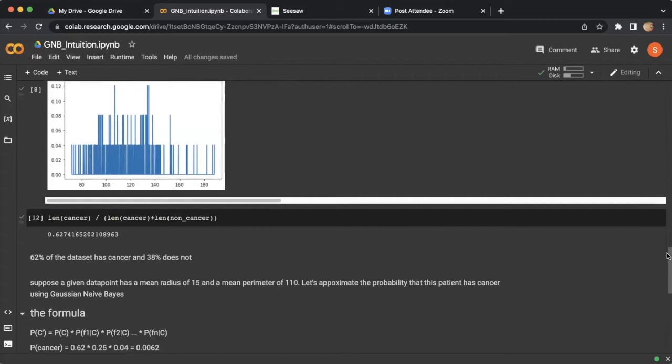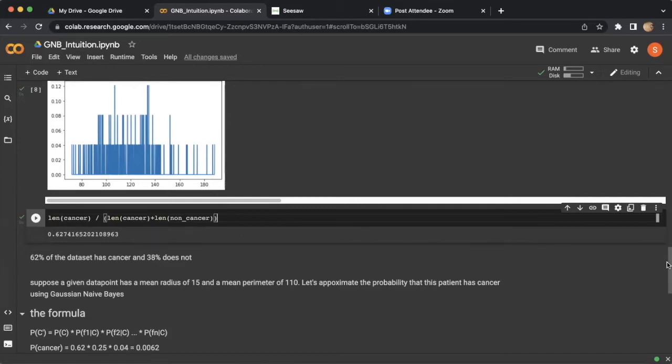First of all, we calculate what percentage of the data set as a whole has cancer and what does not. We get that 62% of the data set has cancer and 38% does not. So knowing nothing about an individual patient, we can assume that there's a 62% chance that they have cancer, and a 38% chance that they do not have cancer.